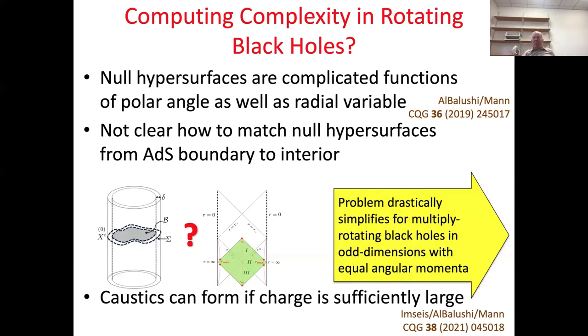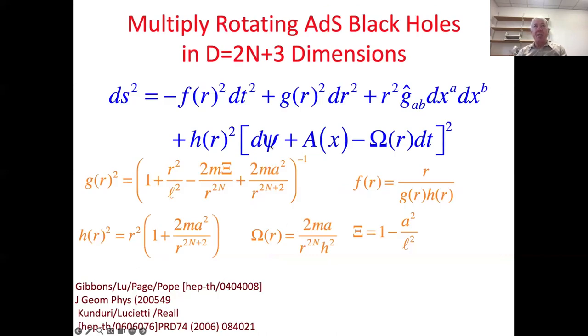But if you look at multiply rotating black holes in odd dimensions and make all of the angular momenta equal, then you recover these simpler structures. And so that's what we did. It's been known for quite a while, these papers back here, that the metric for a black hole in D dimensions, where D is 2n plus 3, can have many rotations. You get one rotation for every independent spatial plane. So in five dimensions, you have four space directions or two independent planes. You get two rotations. In seven dimensions, you can have three independent rotations, and in nine dimensions, four, and so on and so forth.